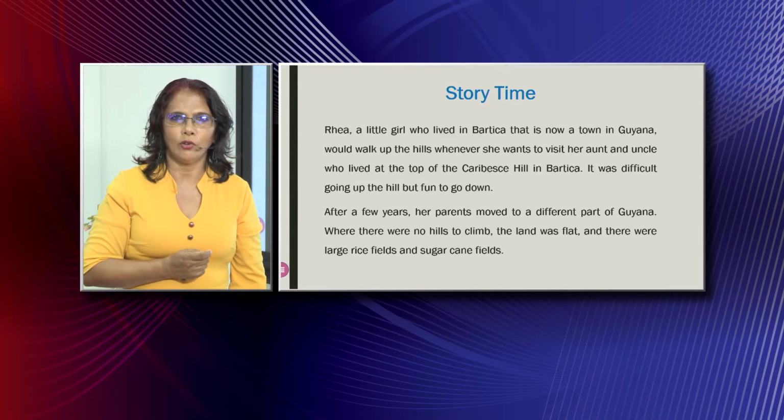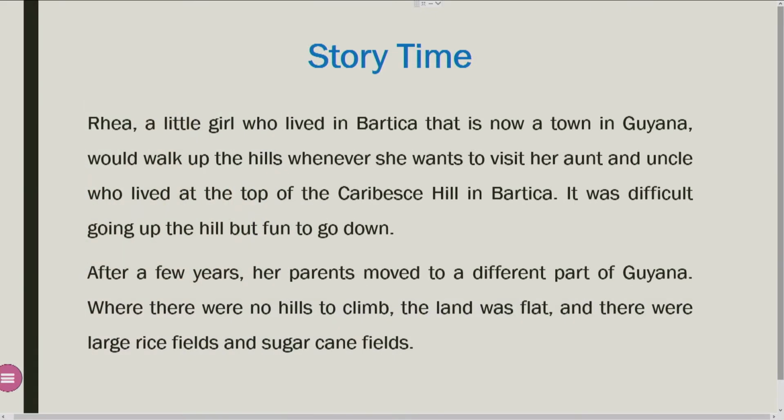Ria, a little girl who lived in Bartica, that is now a town in Guyana, would walk up the hills whenever she wants to visit her aunt and uncle, who lived at the top of the Caribisi Hill in Bartica. It was difficult going up the hill, but fun to go down. After a few years, her parents moved to a different part of Guyana. There were no hills to climb, the land was flat, and there were large rice fields and sugarcane fields.